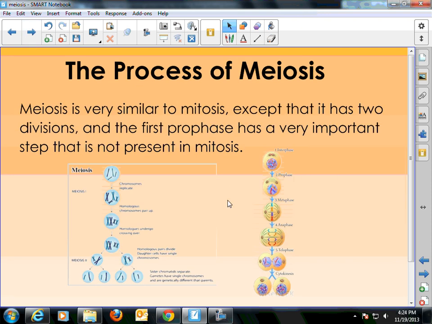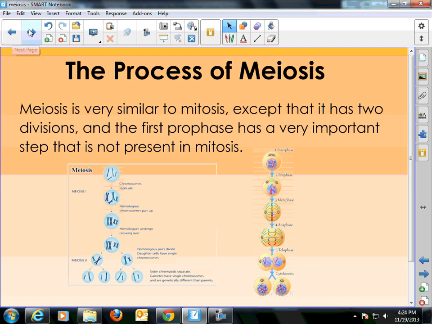The process overall of meiosis is very similar to mitosis. It does use the same terms. We're talking about interphase and prophase and metaphase and cytokinesis. It uses very much the same set of terms. The only difference is you have to go through the process twice in meiosis, and there's one very important stage in the first prophase that we'll talk about that's different, and it makes meiosis unique, and it helps meiosis to do its jobs of creating variation and in reducing the number of chromosomes.